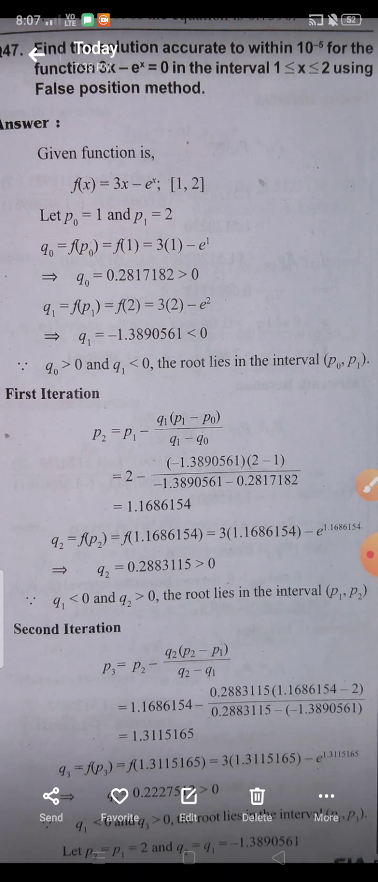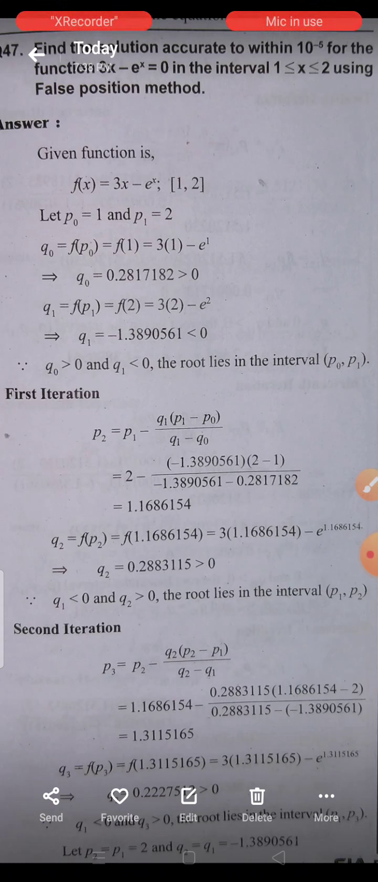Today we will solve problems on false position method.